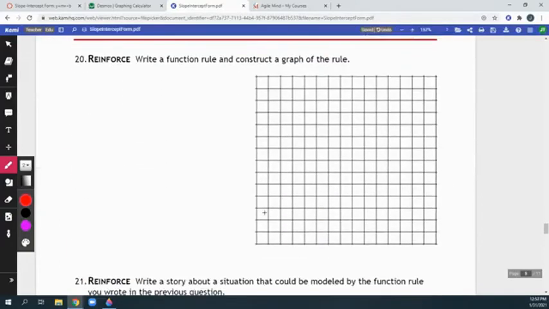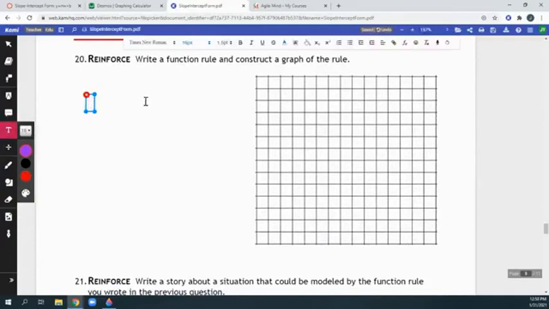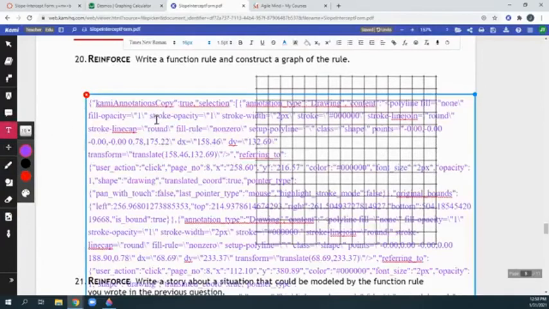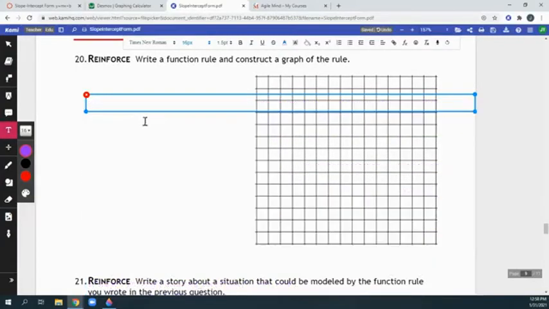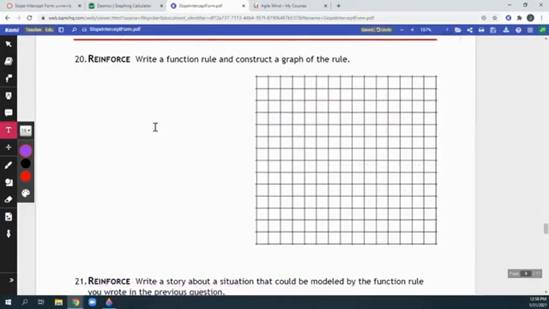Reinforce, write a function rule and construct a graph. Let's make one up. Okay, let's do one with small numbers so it fits on our graph. Control Z. I don't even know what that was. Actually, what if I do V?